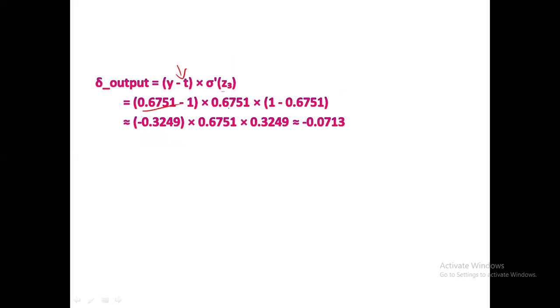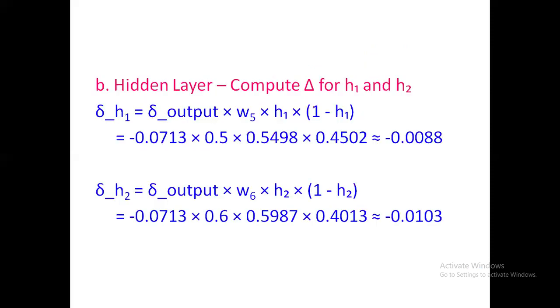0.6751 minus 1, into 0.6751. That is, if you are multiplying and dividing, for this we got the value sigma z into 1 minus sigma z. We derived the formula, and substituting we are getting a negative value. Again, where should this value be sent? Sent to the hidden layer h1 and h2. We are sending back whatever we found out.